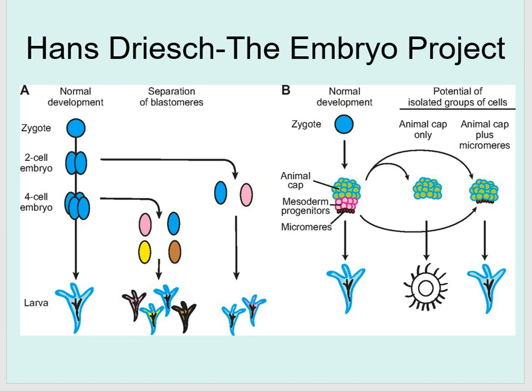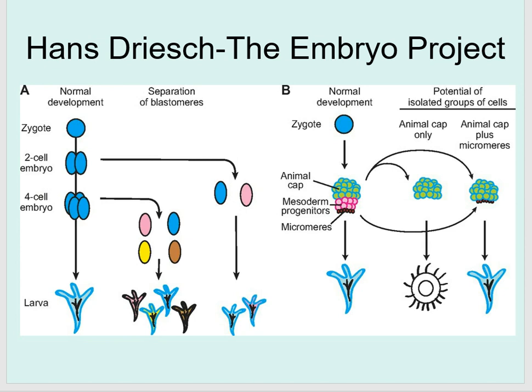So if you had the normal development, after a few cell divisions, the cells start to differentiate, they start to become different, they start to become organized. And so you have an animal cap, a mesoderm progenitor section, and then micromeres. And what he found was that if he only had an animal cap, those cells never developed into a full larva, but just stayed like a blastula. However, when they had the animal cap plus the micromere, they were able to still develop into a full larva, albeit a smaller one. So that made him realize that cells do retain the ability to become multiple things for a long time through development.